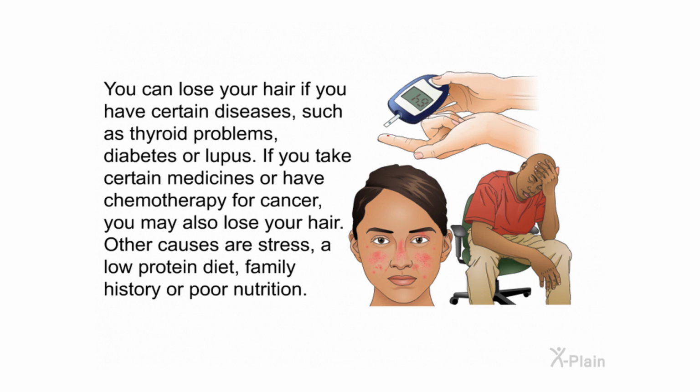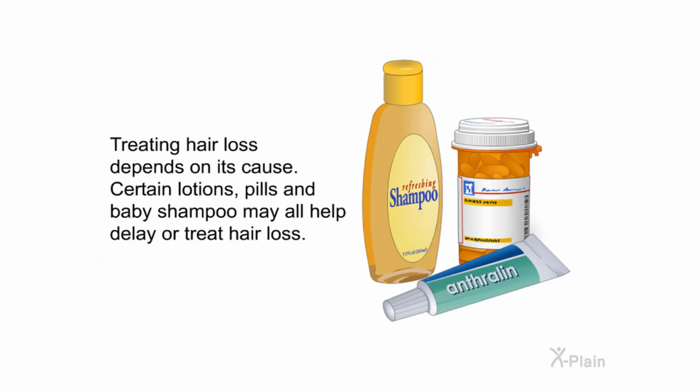You can lose your hair if you have certain diseases, such as thyroid problems, diabetes, or lupus. If you take certain medicines or have chemotherapy for cancer, you may also lose your hair. Other causes are stress, a low-protein diet, family history, or poor nutrition. Treating hair loss depends on its cause. Certain lotions, pills, and baby shampoo may all help delay or treat hair loss.